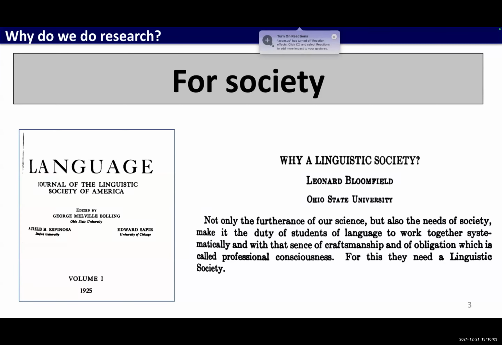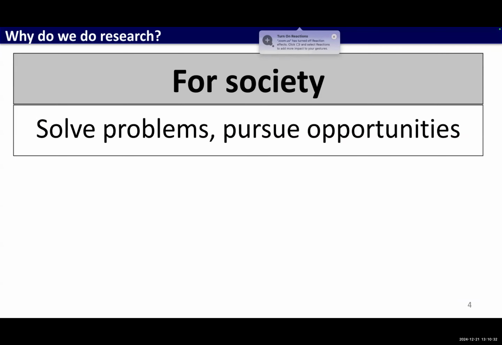Towards the end of his paper, he says, why do we need a linguistic society? Not only for the furtherance of our science, so not just for the sake of doing research, but also for the needs of society. I think that's important to realize, even if you do theoretical linguistics research or documentation of a minority language somewhere: ultimately we are doing this for society. We make a contribution to society.